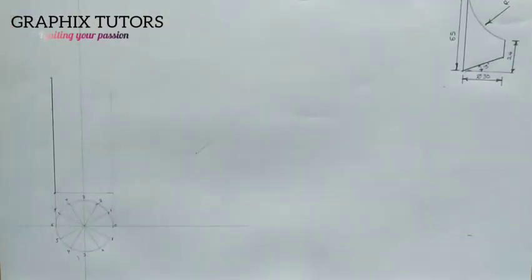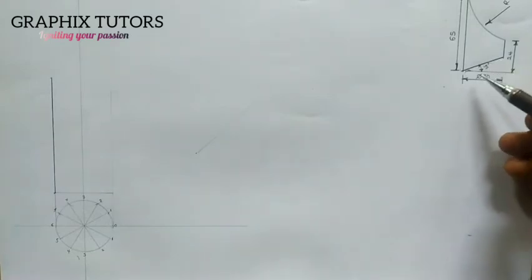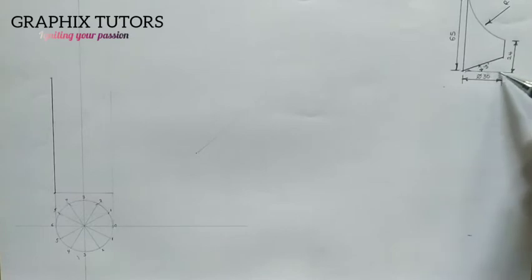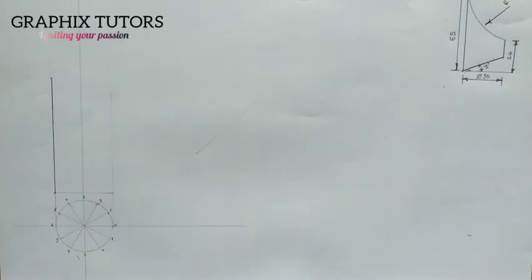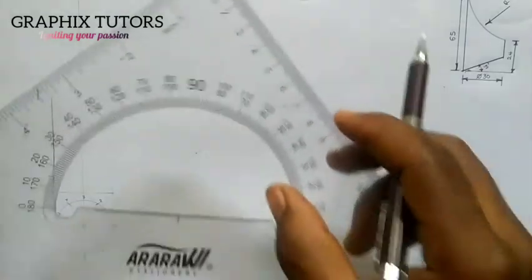You can see that. Now the next thing I'll do is, it's telling me that the angle between this point here and the horizontal line here, the angle between this point and here, is what? 15 degrees. So I'm going to measure 15 degrees. I can make things faster with the help of my protractor.